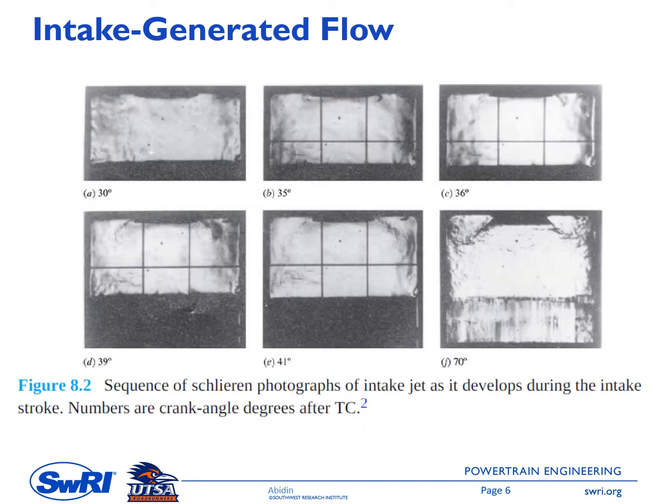This picture is showing the sequence of Schlieren photographs of the intake jet as it developed during the intake stroke. In Schlieren imaging, in this case, we put glass on the cylinder liner so that we can capture the flow motion inside the cylinder. In this photograph, it's shown at different crank angles. This is 30° after top center, and then 35 and so on.